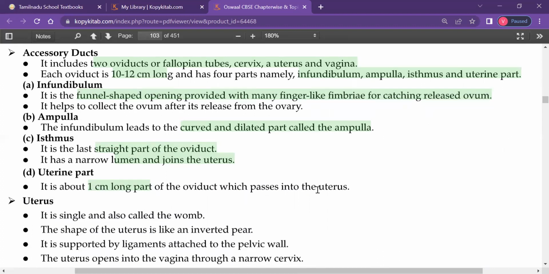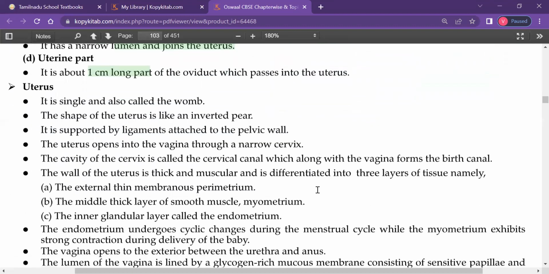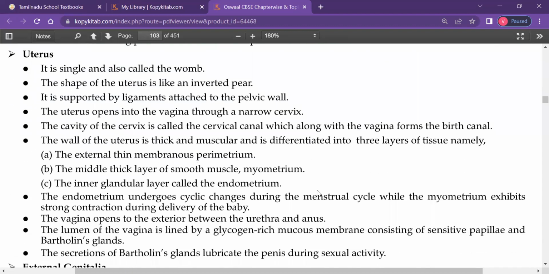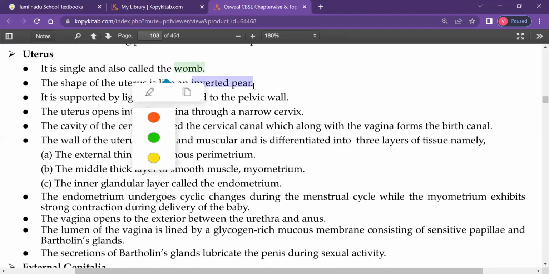Okay. Now we are coming into the important part, uterus. It is really, really important to understand this. Uterus. This is where birth happens. It is single and also called the womb, mother's womb. The shape of the uterus is like an inverted pear. It is supported by ligaments attached to the pelvic wall.